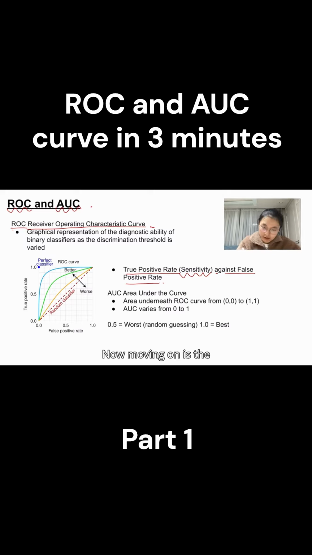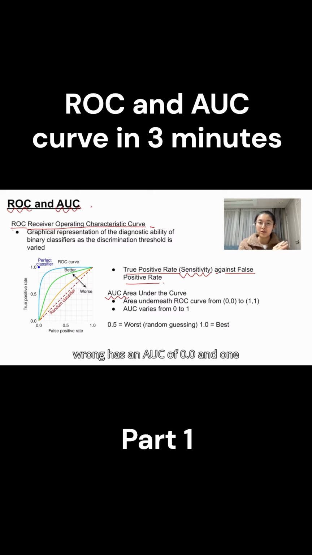Now, moving on is the AUC, also known as the area under the curve, which is directly derived from the ROC curve. The AUC essentially measures the entire two-dimensional area underneath the entire ROC curve from (0, 0) to (1, 1), and this metric provides a single scalar value that summarizes the performance of the model across all threshold values.